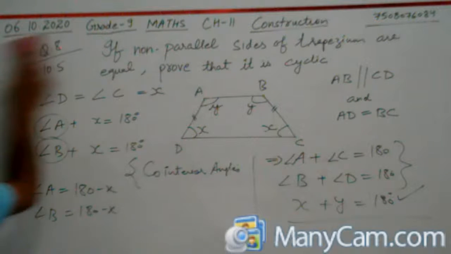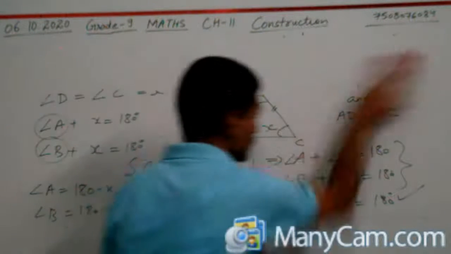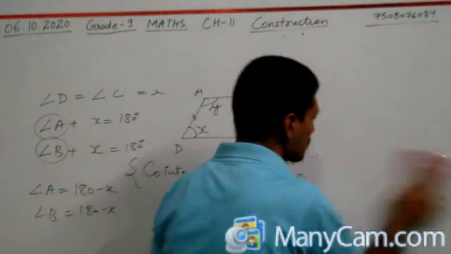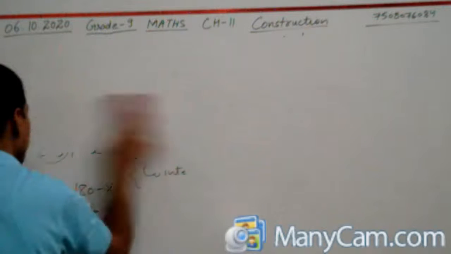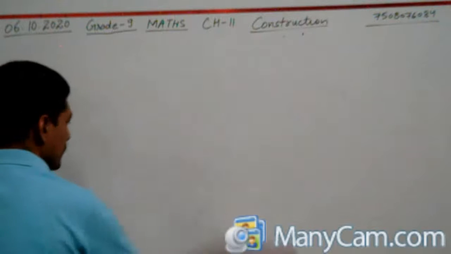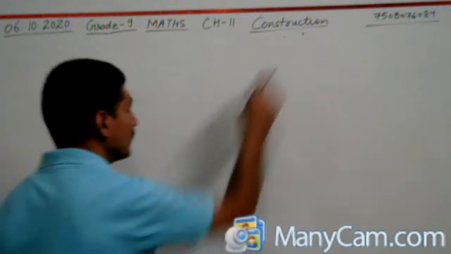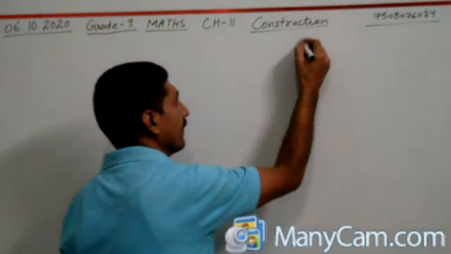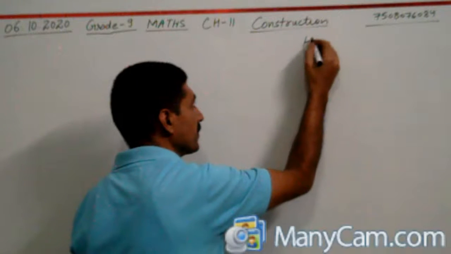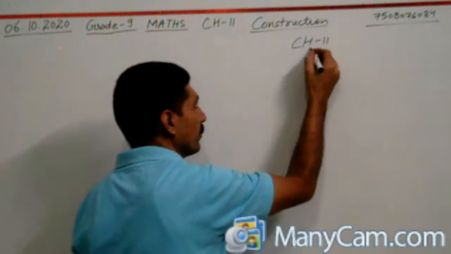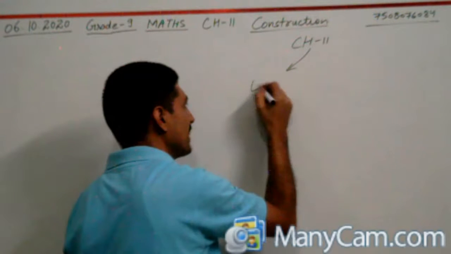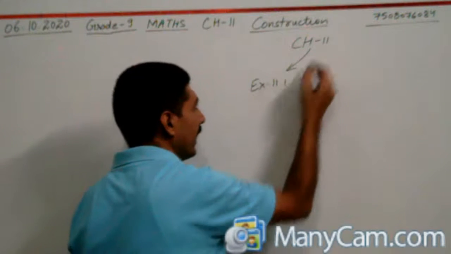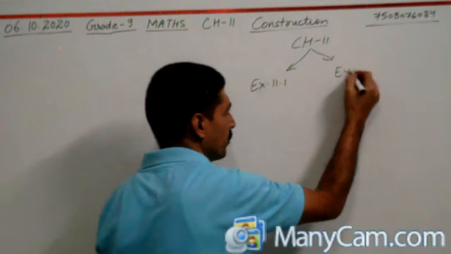Now construction. I hope you are having your geometry box. Without a geometry box, you cannot think of the construction. We have two exercises. In chapter 11, we have one, exercise 11.1, and another, exercise 11.2.